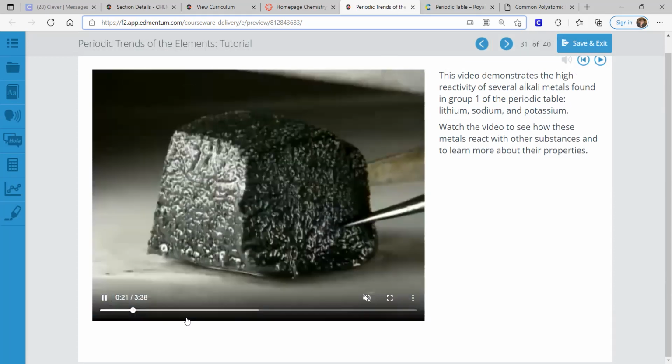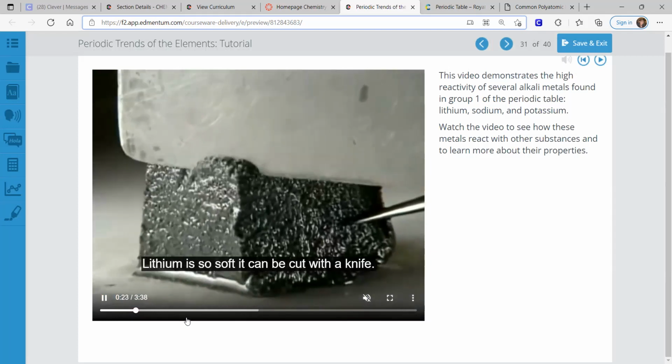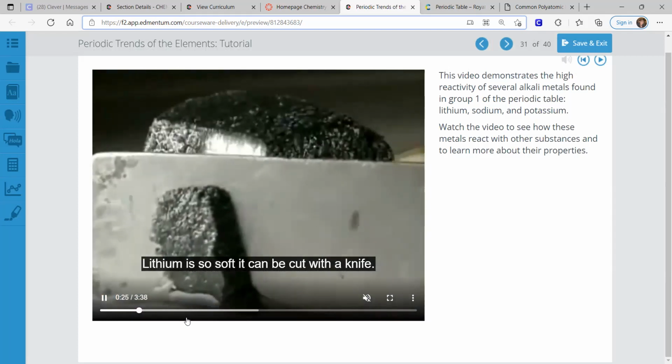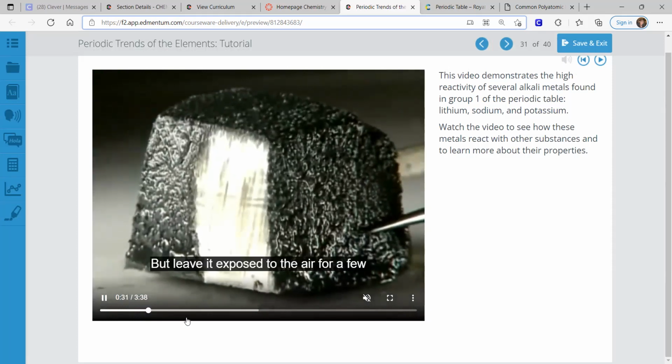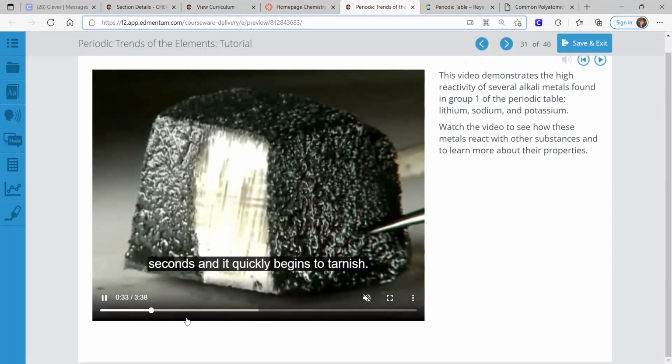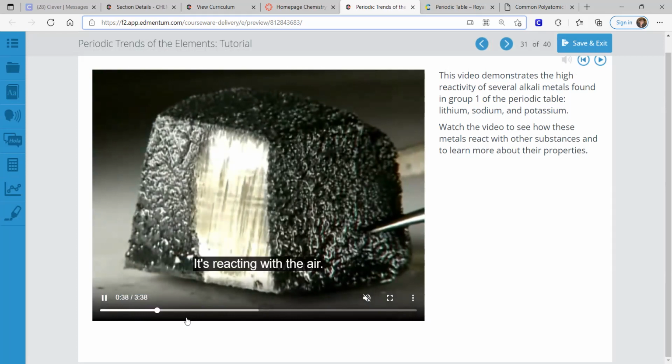Yeah, this is lithium, first of all. They need to store them in oil, I believe, to stop the reactivity. And they're very soft. You'd expect metals to be hard, but they're very soft in this case.